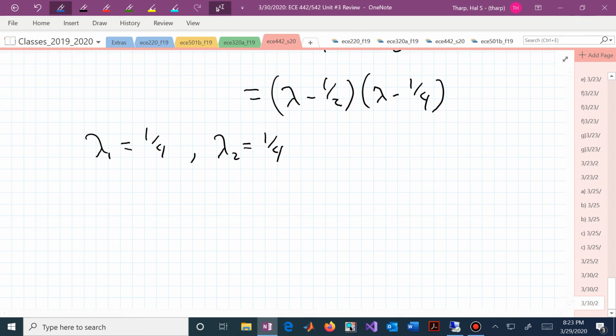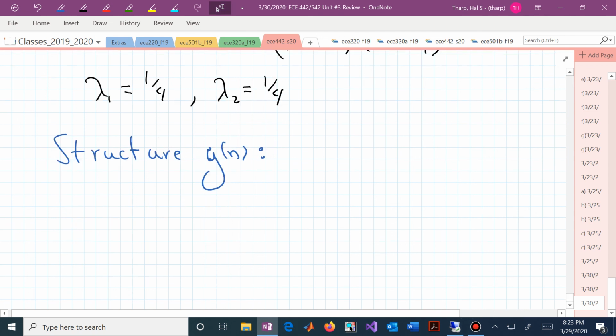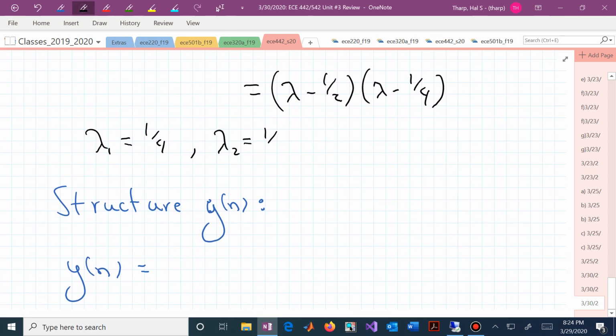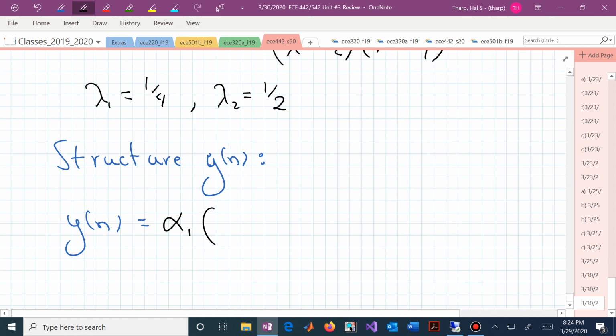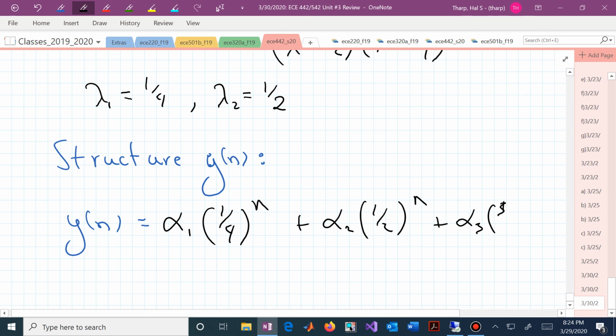and the structure of y of n is now determinable once they've told us what the r of n structure was. The structure of y of n is going to be a combination, made up of all of those terms. Lambda 2 needs to be 1/2 if lambda 1 is 1/4. Or we could say the structure is one of those modes scaled by alpha 1, the other mode scaled by alpha 2, and the mode due to the input, which I think was at 3/4.